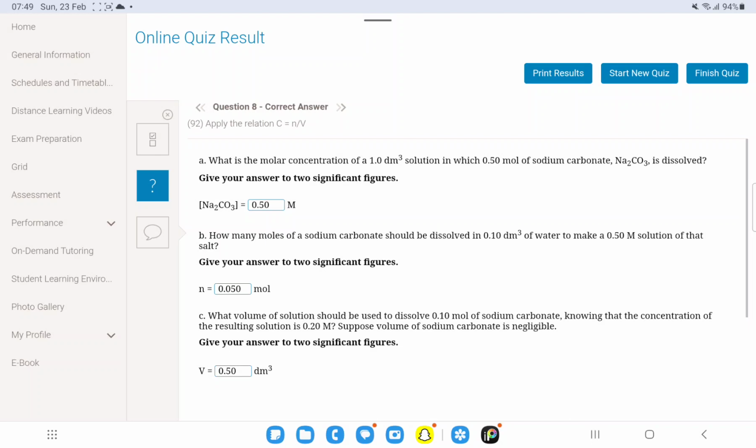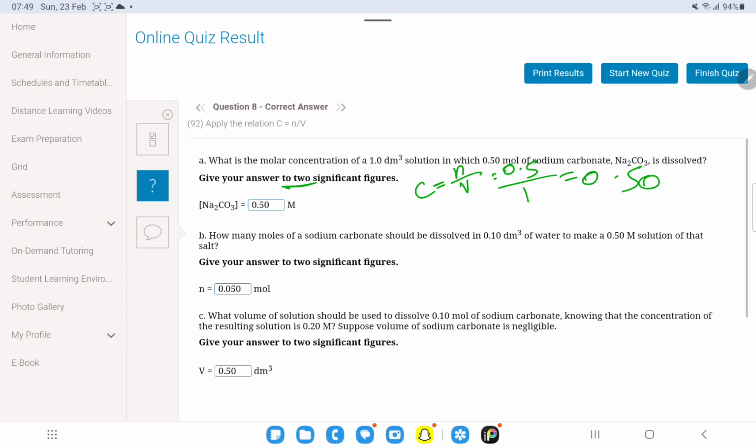What is the molar concentration of 1 decimeter cubed solution in which 0.5 moles of sodium carbonate is dissolved? We know C equals n over V. n is 0.5 and V is 1, so just 0.5. Two significant figures, 0.50.